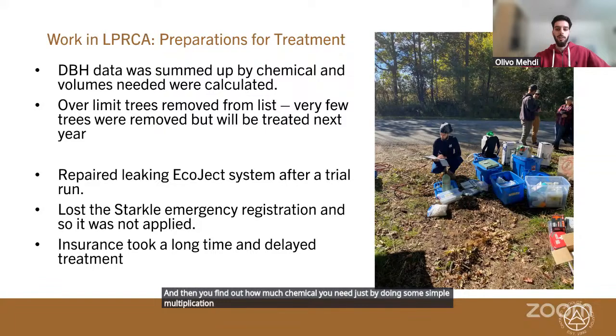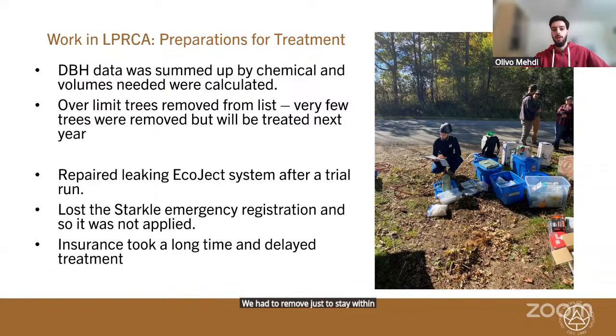Trees that were over limit, because even though we split it up into hectares, we might have marked too many trees in some areas. We had to remove just to stay within our hectare limits. So we wrote a list down and just ignored them day of.